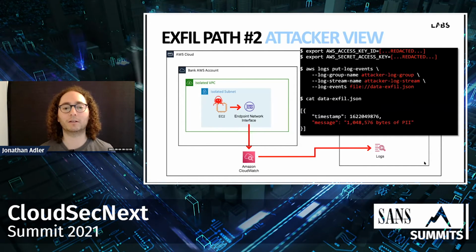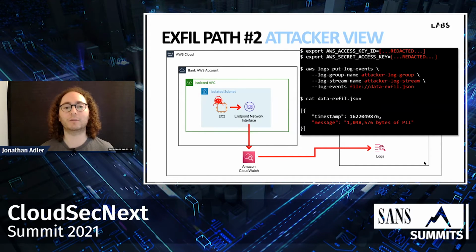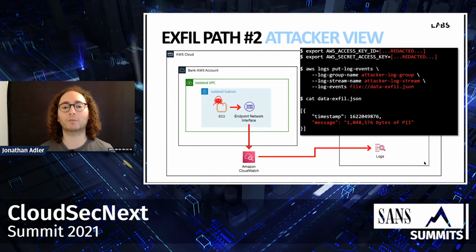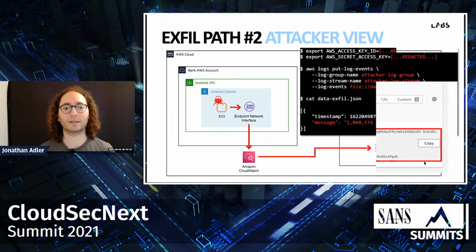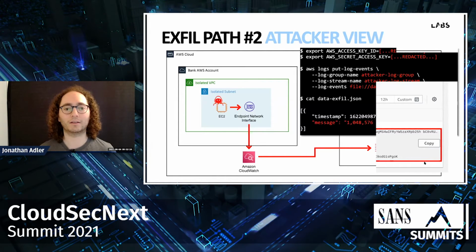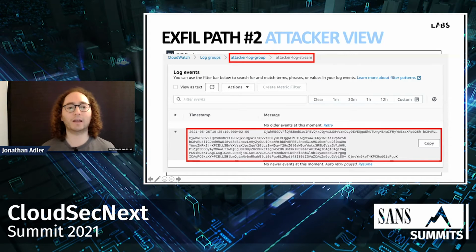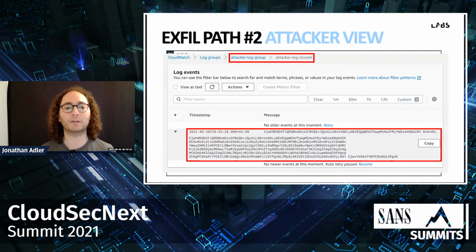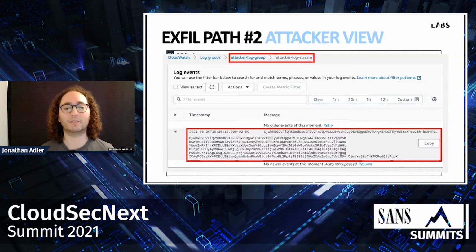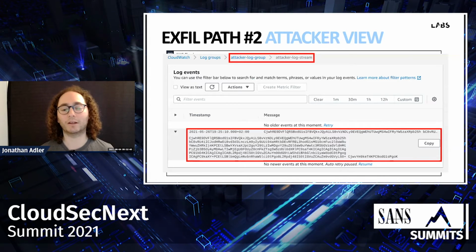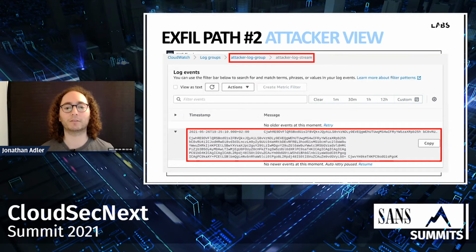So the important part here is the message, which can be up to 1 megabyte. So compared to Secrets Manager, we're able to exfiltrate more information in one go. So it seems, there we go, slight delay. So now looking at the attacker's account, specifically that CloudWatch log group, we can see here that there is a blob of base64 encoded information. So that's the data that we exfiltrated from the bank's environment.